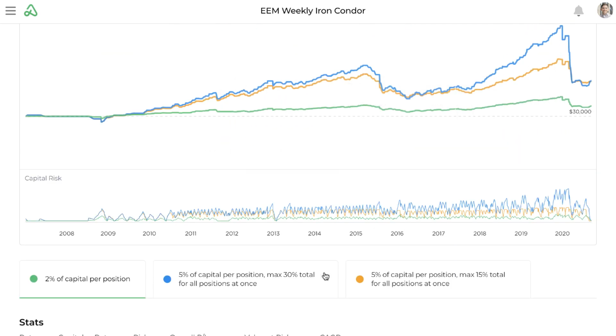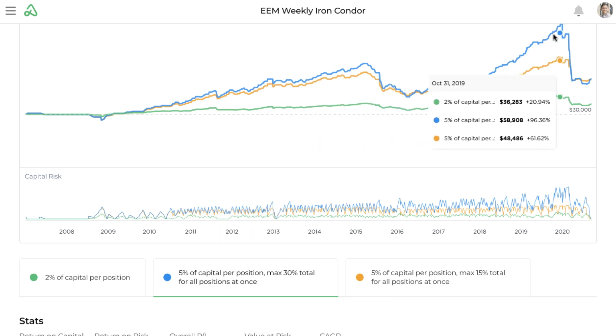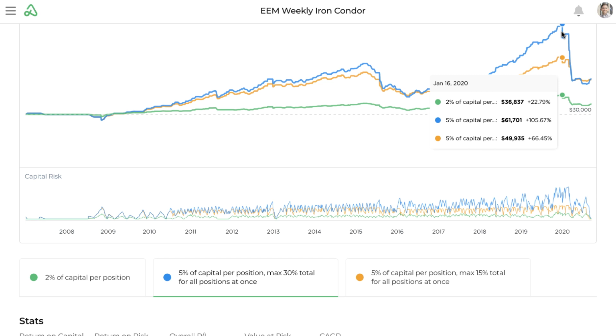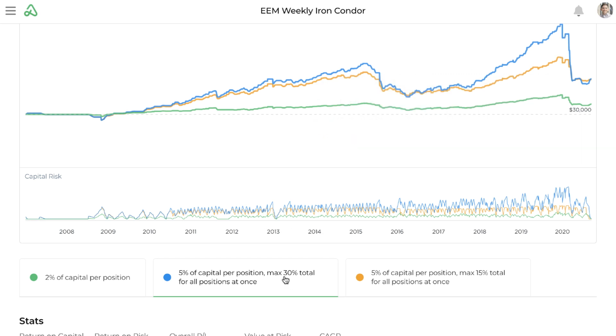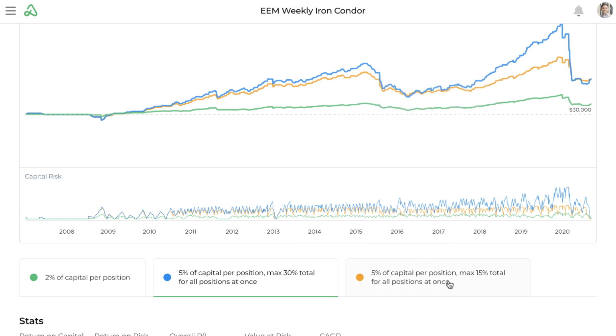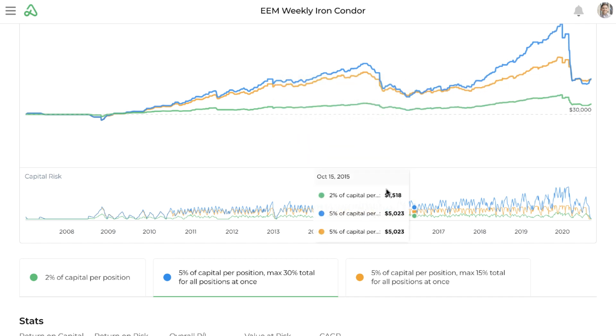And it makes sense because during this period here, and you can click on it and we can see the results, maybe where EEM was trading mostly sideways, or going through some sideways moves, this one really took off and had a real good run. And it was probably because you could allocate more capital to the position. This orange line here was 15% max allocation, so obviously it cut it off at some point. Still kept up, but not as much as the other one.